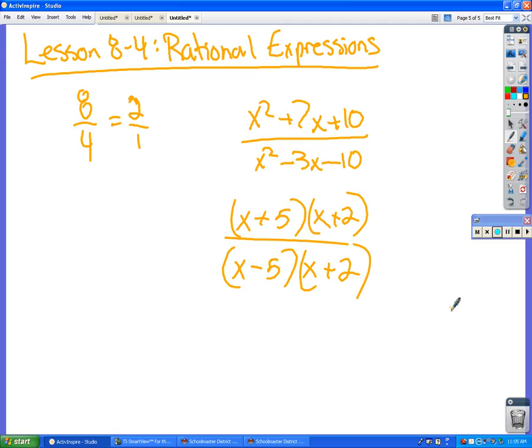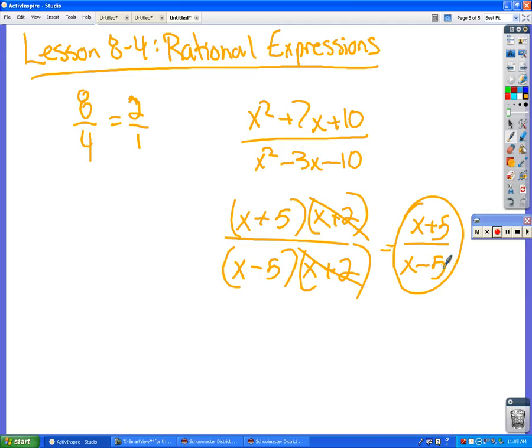Now that I have this as this times this, then I can cancel those, and my final answer is x plus 5 over x. Wait, why wouldn't you cancel the 5s? They're different signs, because this is plus 5 and that's minus 5.